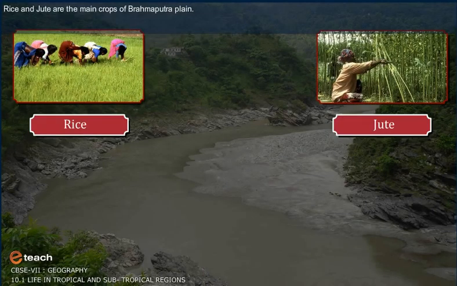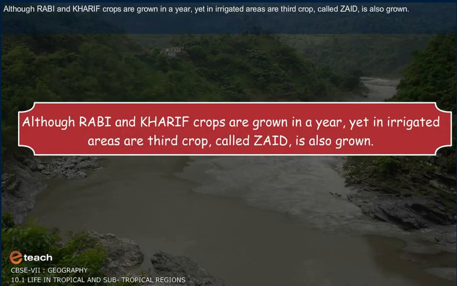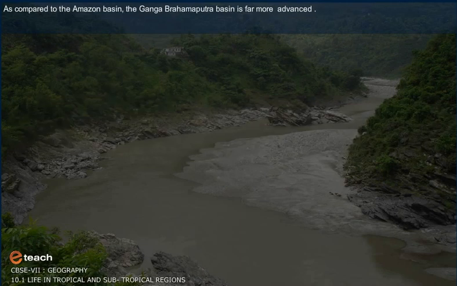Rice and jute are the main crops of the Brahmaputra plain. Cotton, wheat and sugarcane are the main crops on the western side of the Ganga plain, while sugarcane, rice and jute are largely grown in the eastern side of the Ganga plain. Although Rabi and Kharif crops are grown in a year, yet in irrigated areas a third crop called Zaid is also grown. As compared to the Amazon basin, the Ganga-Brahmaputra basin is far more advanced.